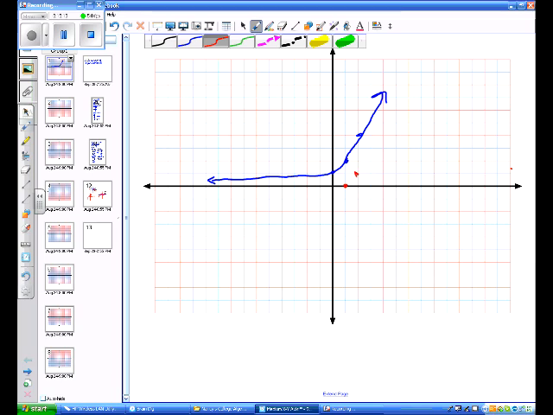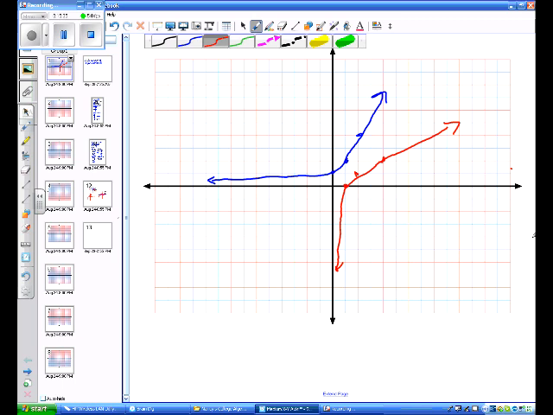At this point, the coordinates are (2, 4). So if we switch those, we have the coordinates (4, 2). And we could use other points, but those are the ones that we have. And so if we came up, this would be our inverse. This would be the graph of our inverse.